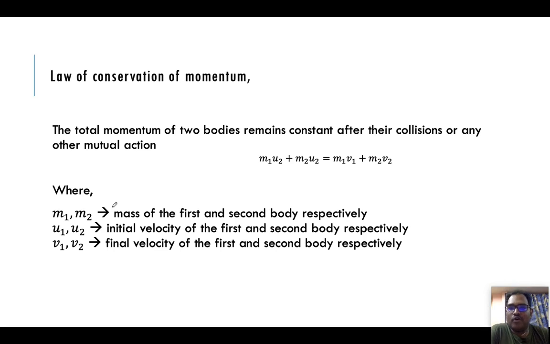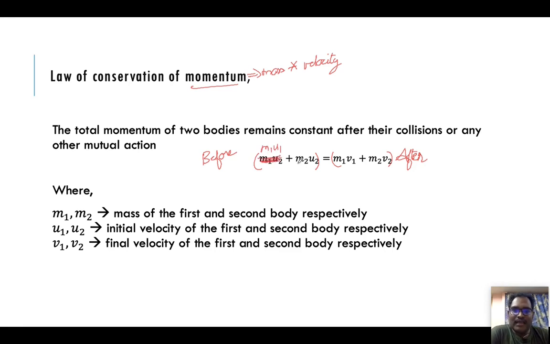So this is the formula that will be used for solving the collision of elastic bodies. The law of conservation of momentum states that your momentum before collision is equal to the momentum after collision. Your momentum is basically your mass into velocity. Here again, just a small correction: this is m1 u1, it's not m2 u2, it is m1 u1, right?